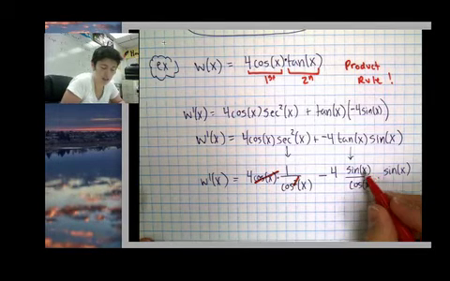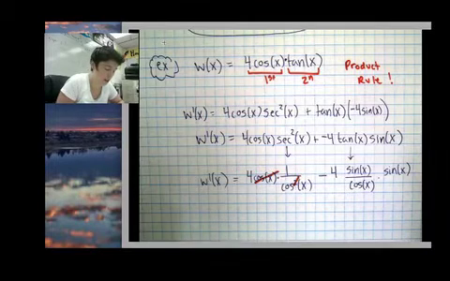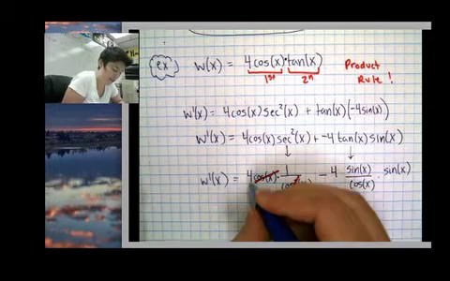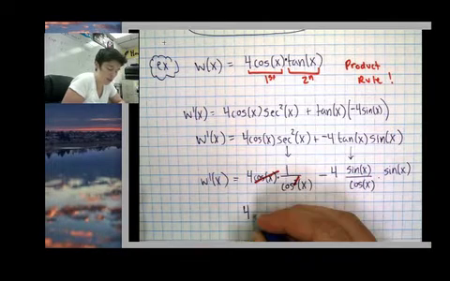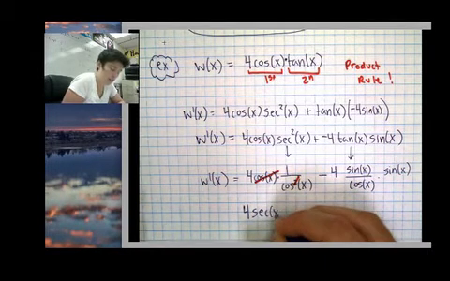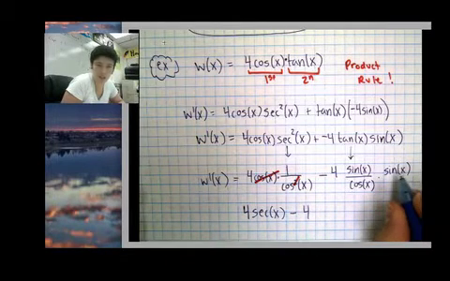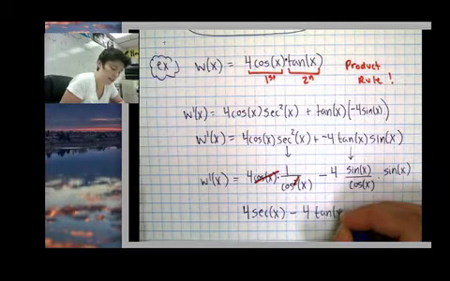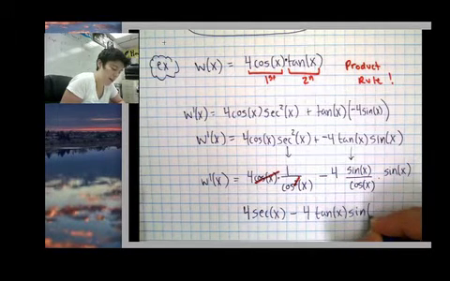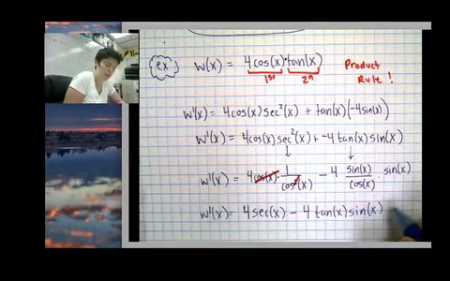Here you can do sine times sine is sine squared, but it's not going to do you a whole lot of good. So what I'm going to do is say, okay, now I have 4 times 1 over cosine, which is secant of x, minus 4. This thing, I don't really think it'll be simpler, so I'm still going to call it tangent of x, sine of x. And I'll call that my answer. W prime of x equals, the derivative equals, this thing.